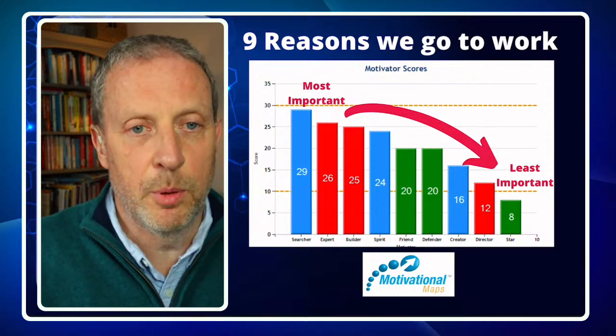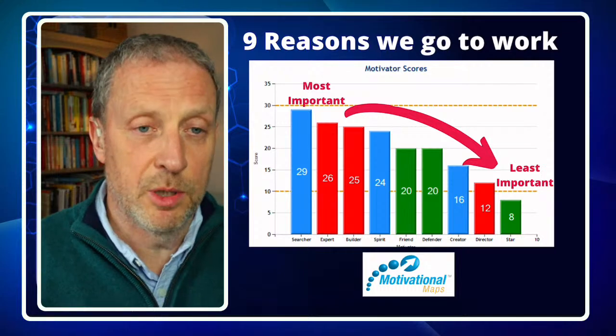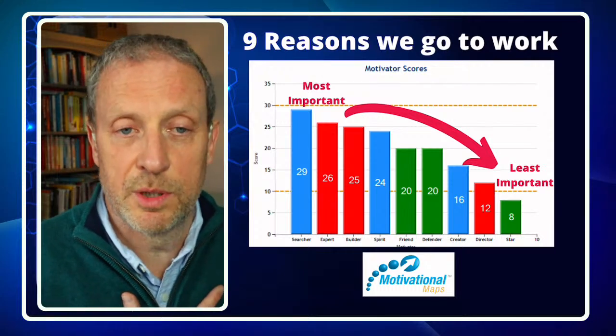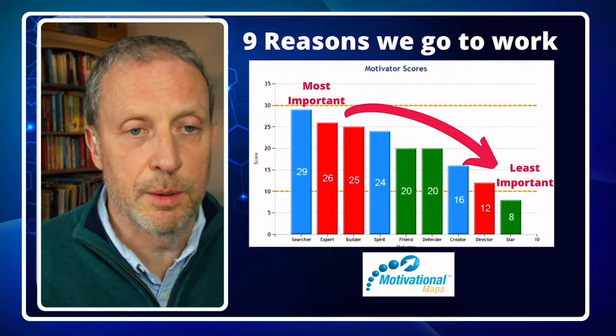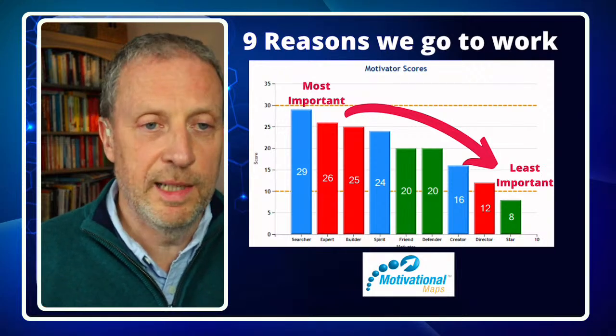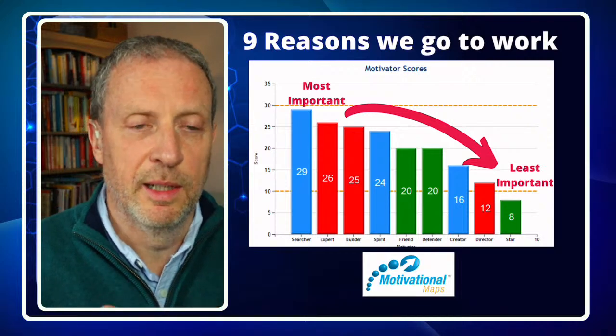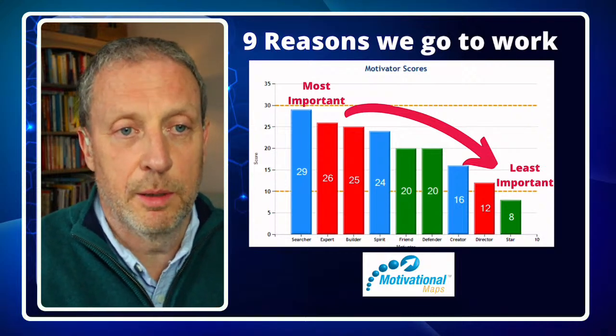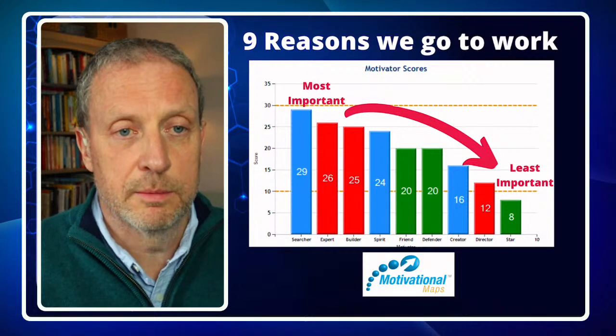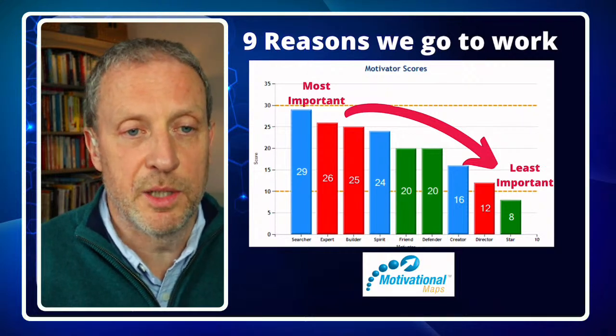So you see in this example that the most important motivator for this person is the searcher. So they want to do something meaningful and purposeful. The least important is the star, which is about recognition. And if this was a business owner, I would be asking them questions about their marketing. Are they doing it? What sort of marketing are they doing?